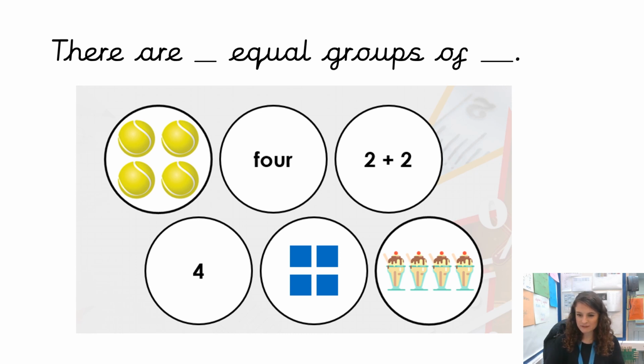Let's see how many groups I've got now. 1 group, 2 groups, 3 groups, 4 groups, 5 groups, 6 groups. Okay, so there are 6 equal groups of 4. I know they're all equal because each group has got 4 inside of it.